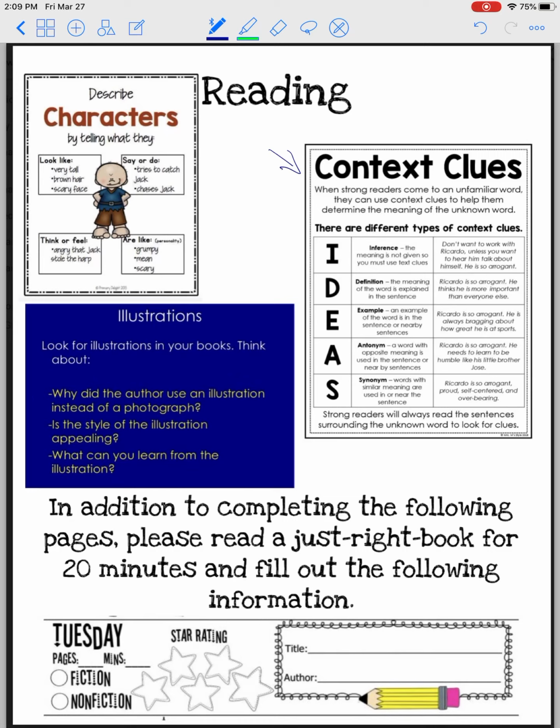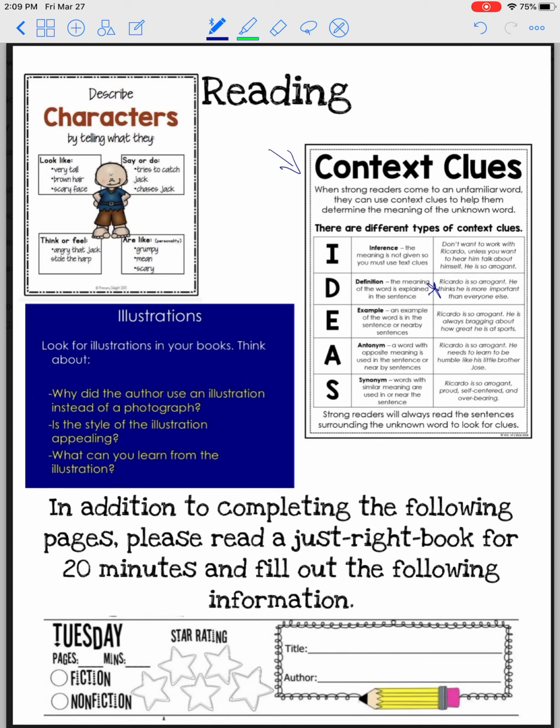Or like this sentence over here, it says, Ricardo is so arrogant, he thinks he is more important than everyone else. So arrogant would mean more important than everyone else. And then there's maybe going to be an example of the word in the sentence or a nearby sentence. So we can see that Ricardo is so arrogant, he is always bragging about how great he is at sports. So the example is that he's bragging at how good he is at sports.